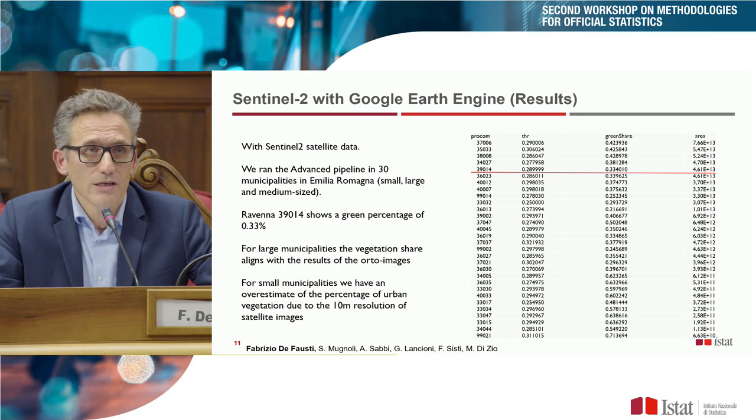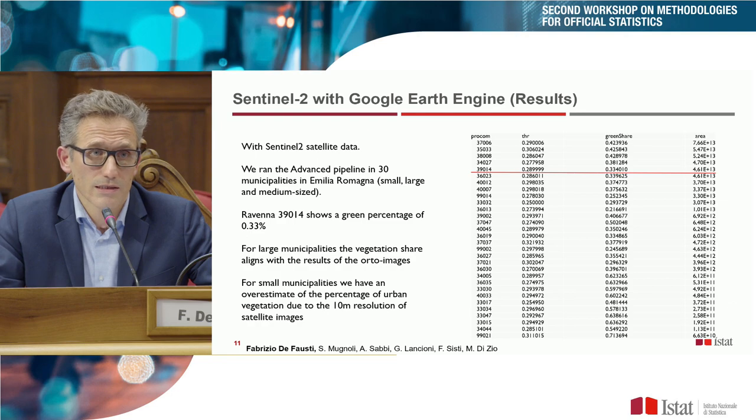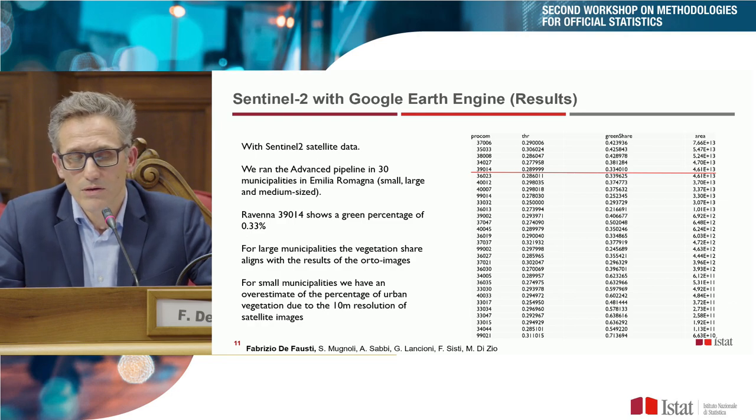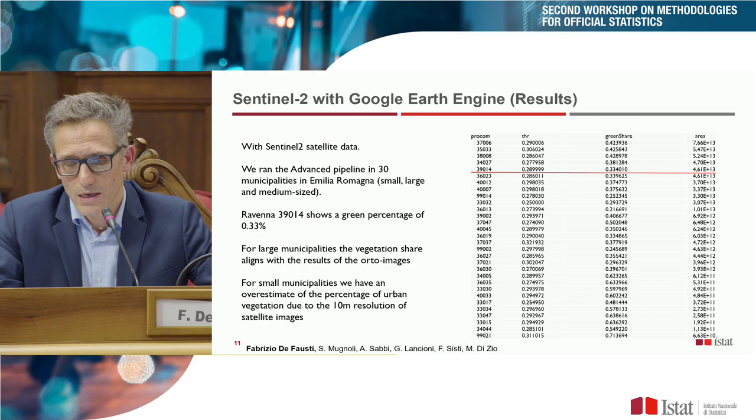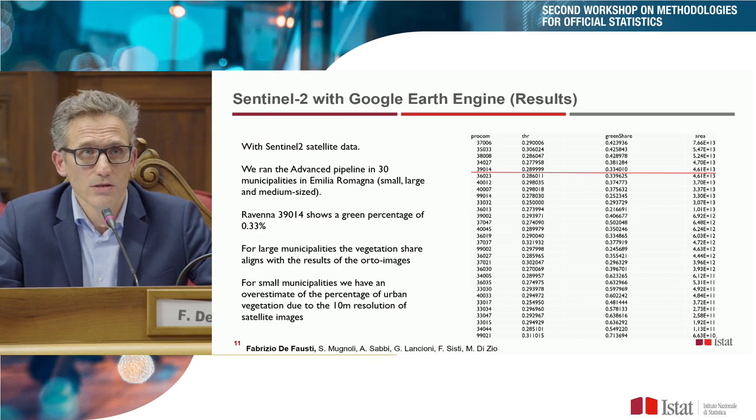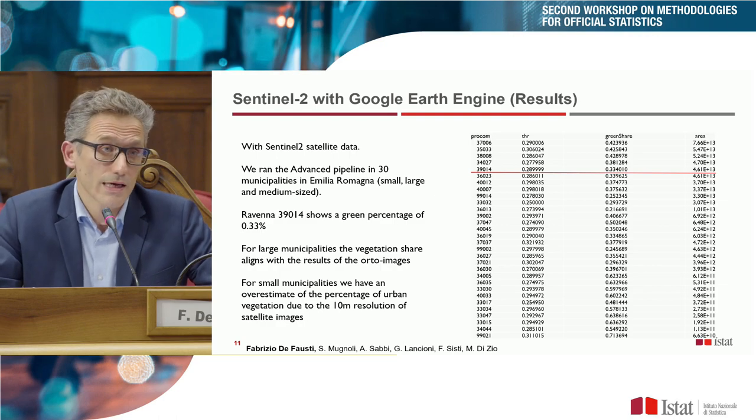we can show some results. The results are not so good because the resolution is 10 meters, but we have calculated also for Ravenna, and the result for Ravenna is 33%. It is aligned with the result with the previous data sources. We can see that in case of small municipalities, we have a green share not so good. We can see 71%, okay. But so this is a method that, because the data source is not of good resolution, is a delicate method, okay, a delicate data source.